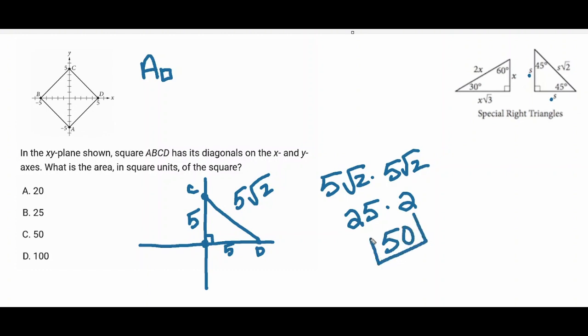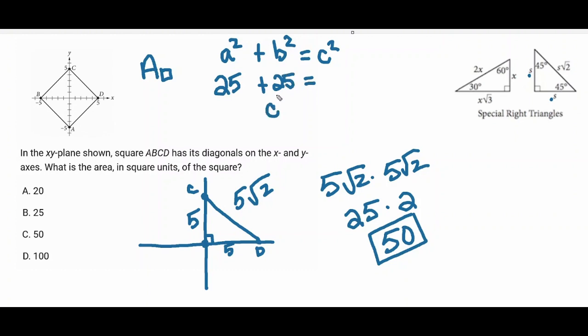If you don't realize that you've got a special right triangle on your hands, you can still use the Pythagorean theorem. It's a little bit longer, but you know it. You've been doing that since you were in 3rd or 4th grade too. And you say, okay, well, a squared is 5, right? So 25. A squared is 25. B is 5. So b squared is 25. So what's c squared? C squared equals 50.